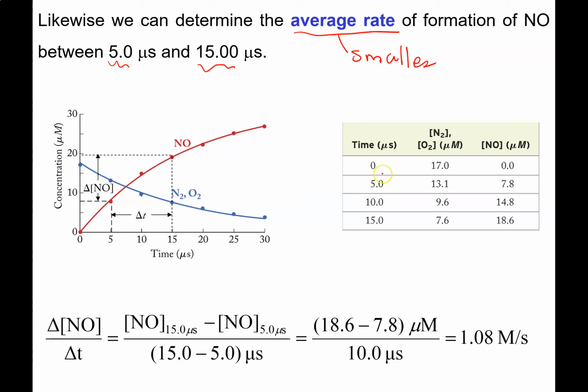So our two data points are going to be 5, that's our initial, and 15. We want NO, 5 and 15. If you're given a table like this, make sure you don't pick numbers from the wrong column. We're focusing on the formation of NO here, and I'm expecting a smaller number than what I got before.